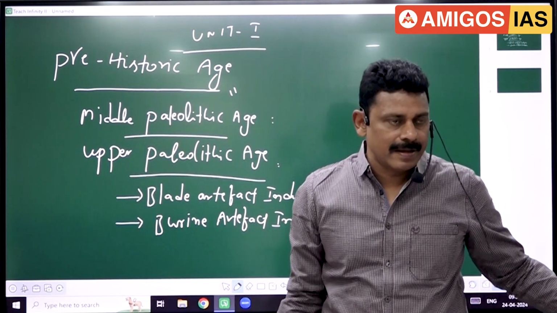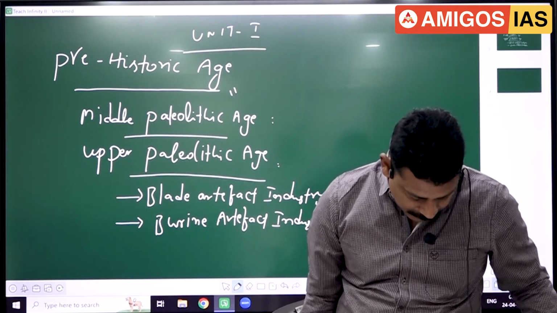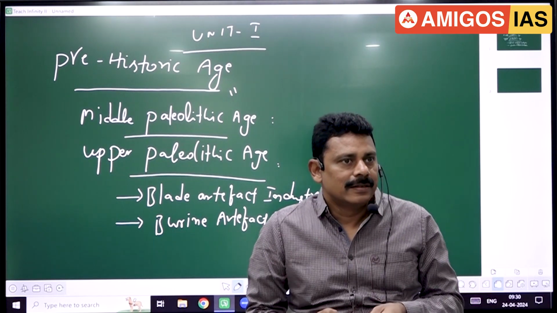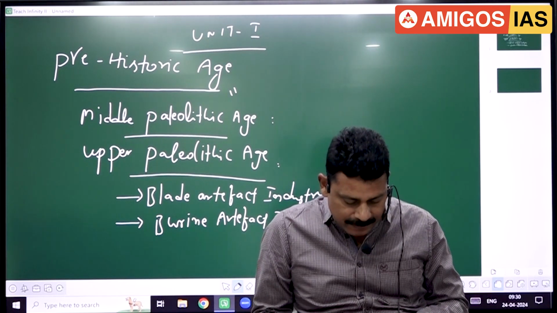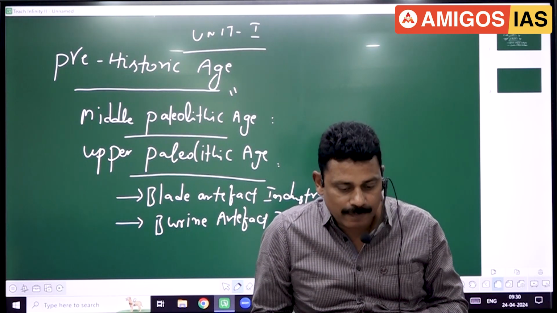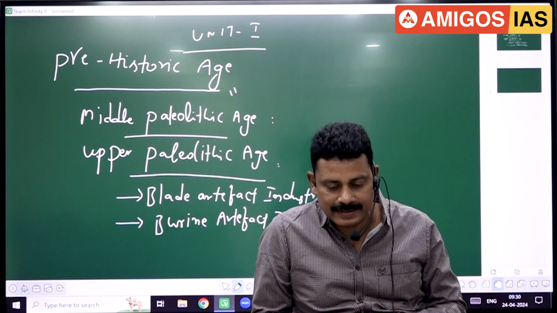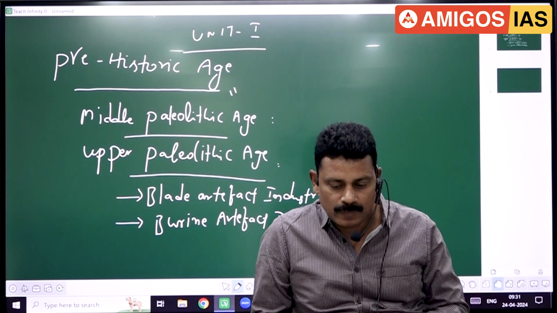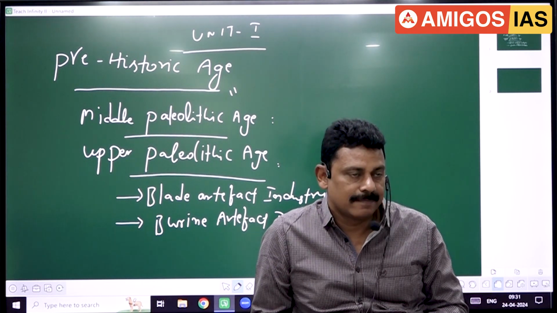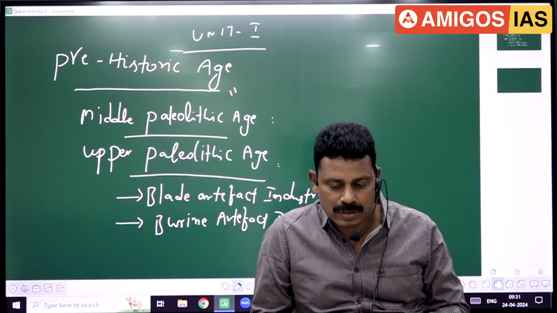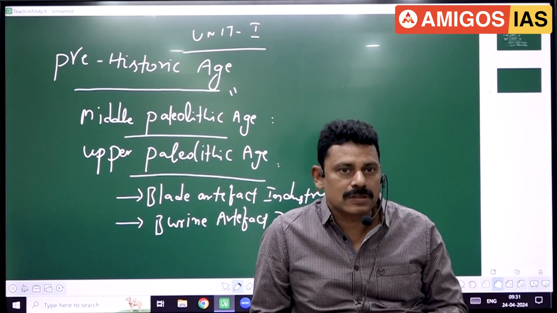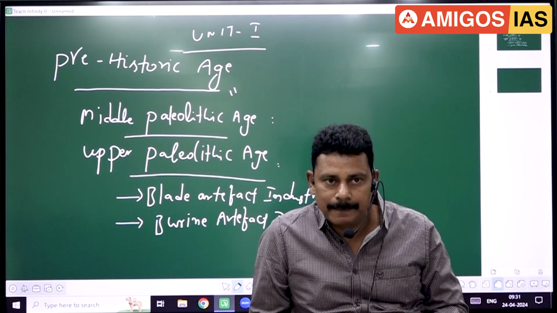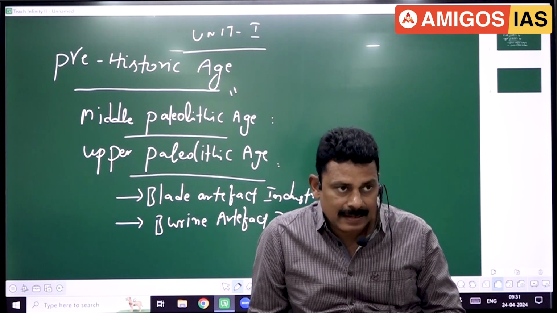Another variety of implements made by the humans here is the Burin type of industry. What they produced under this particular industry, take down the details. Scraper blades. Borers, B-O-R-E-R-S. Split cores, C-O-R-E-S. Backed blades. Then grinding stones.